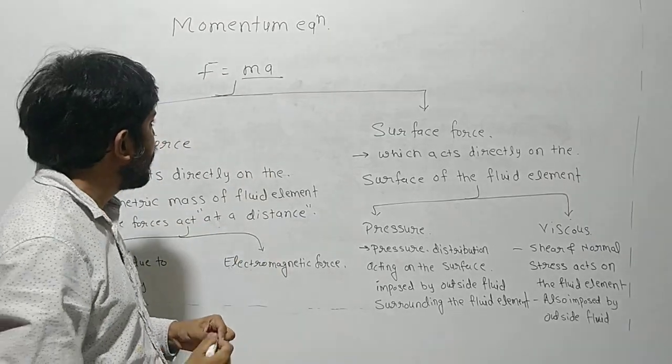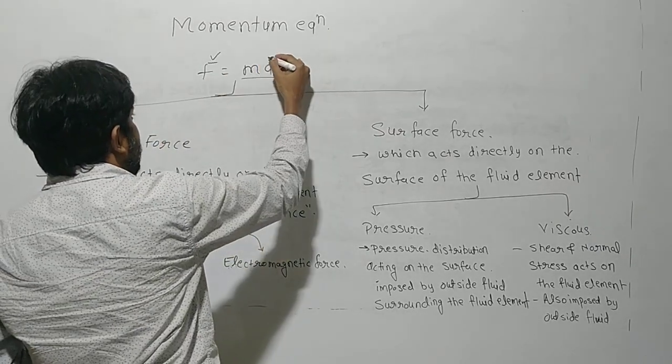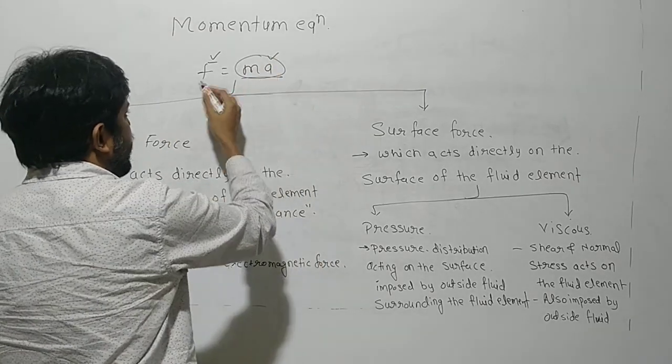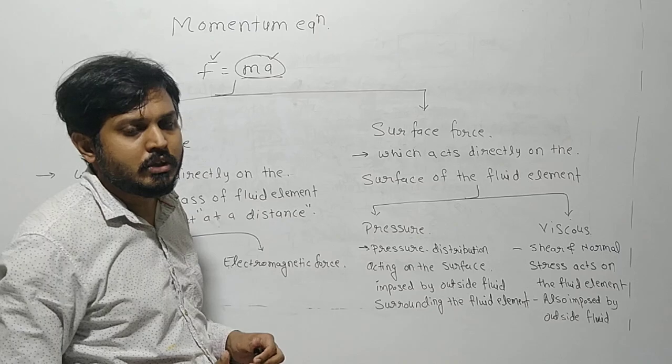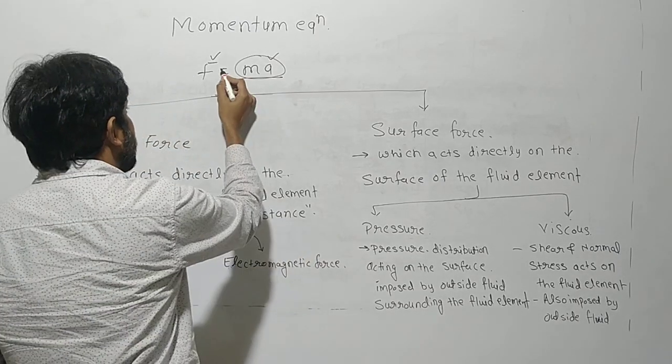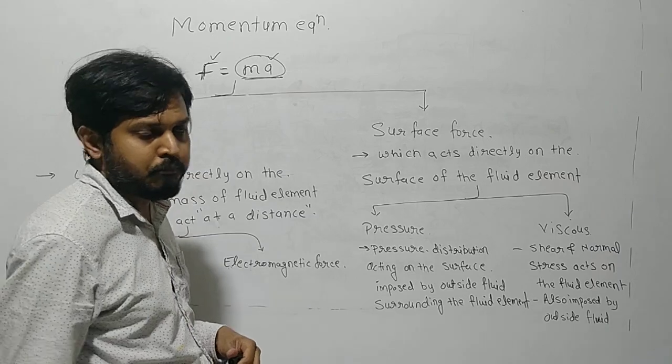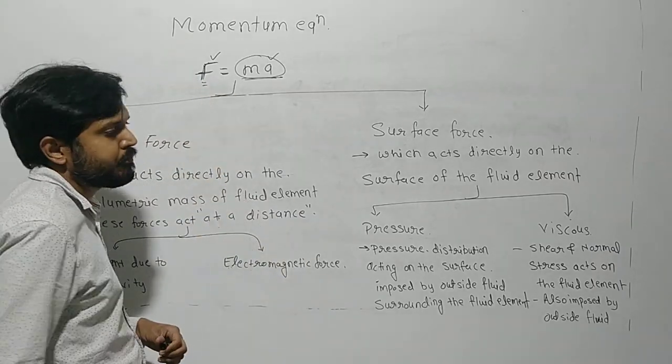Here, the left-hand side and right-hand side are very important to understand first. This m into a is indicating inertia, and this is equal to force. So force is causing this inertia, it is very important. So which type of forces?